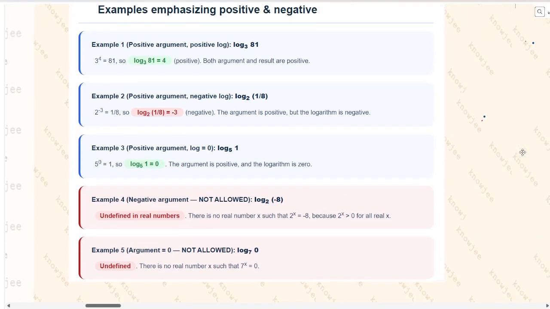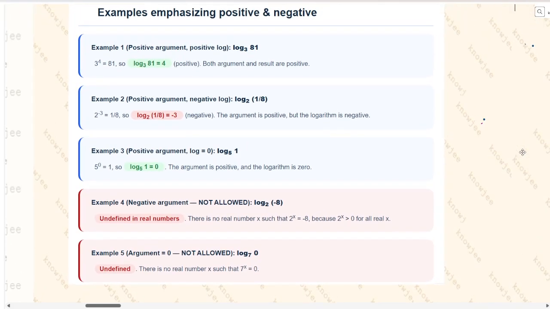Now example 4, we see the argument is 0. So the argument cannot be 0. So log 0 with any base like 7 or 5 or 2 or 10 is not defined. So we cannot find log for 0.